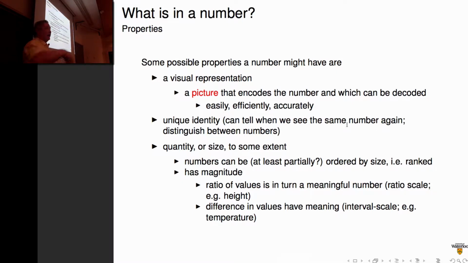So something like heights of individuals, so it's a meaningful ratio scale. Unlike, for example, temperature, where there's no natural origin, so that ratios of temperature are not typically of any interest or of any meaning. So that's what's in a number. Those are the properties that we want to be able to capture and display.